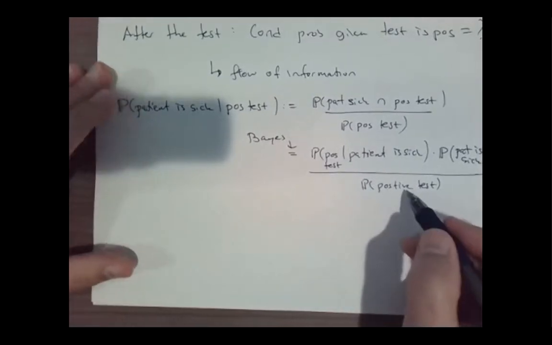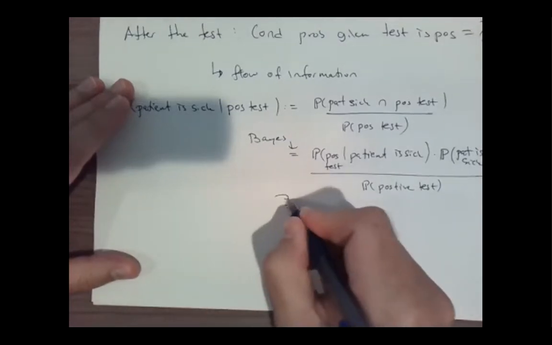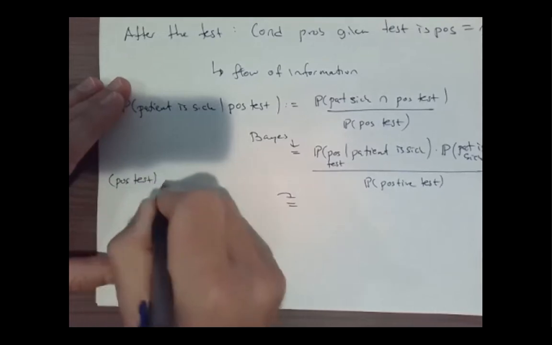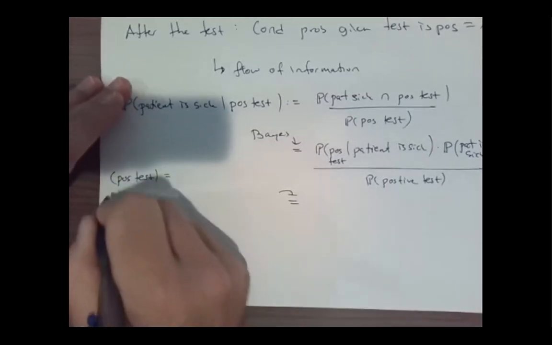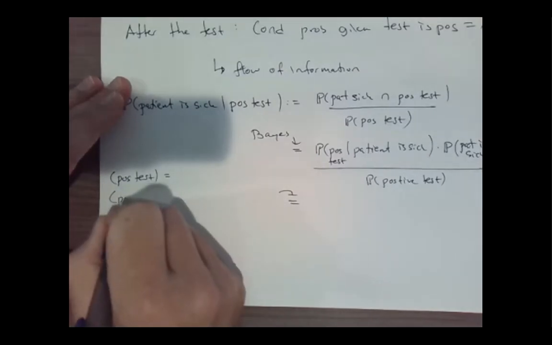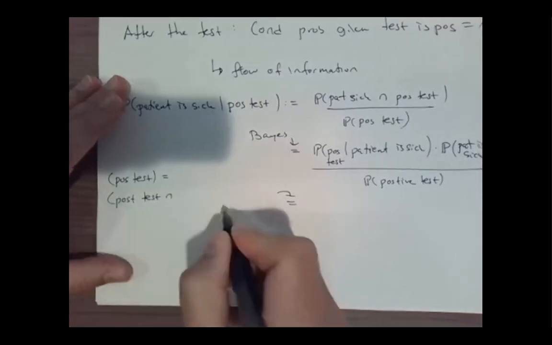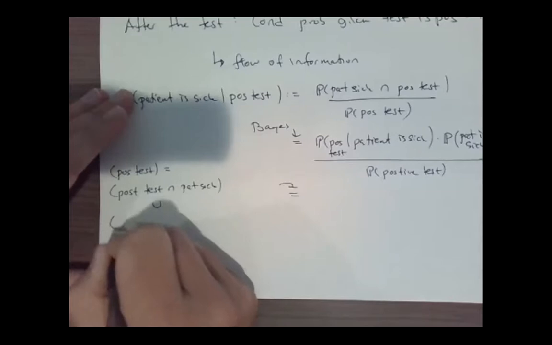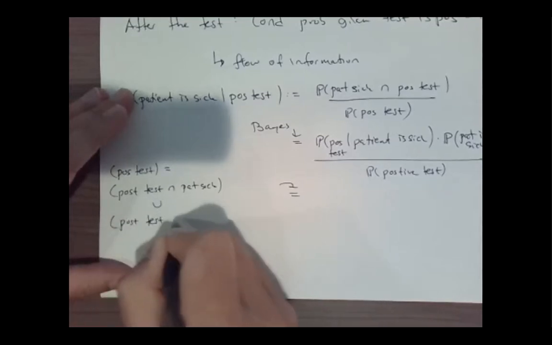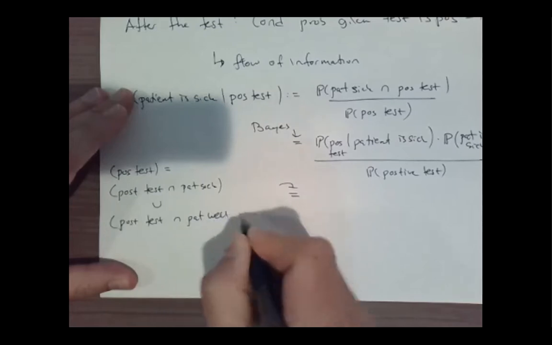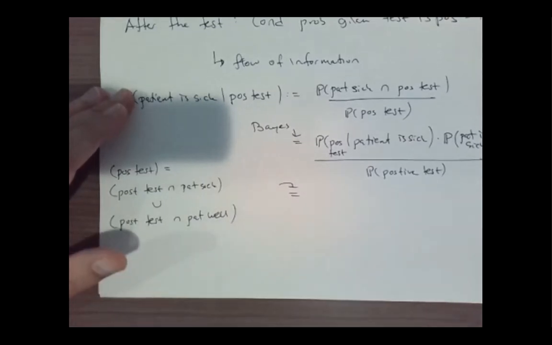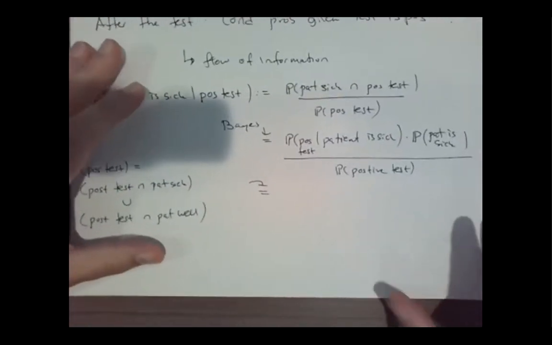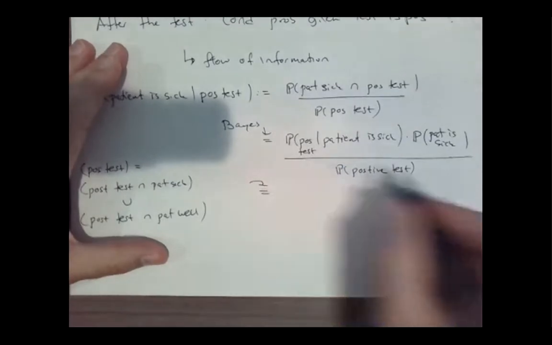Of course, you can break the bottom part up. If I'm looking at the set of a positive test, I can write this as positive test intersected with patient sick, and then take a union with positive test intersected with patient well. So I can work out what the bottom part is using these conditional probabilities.